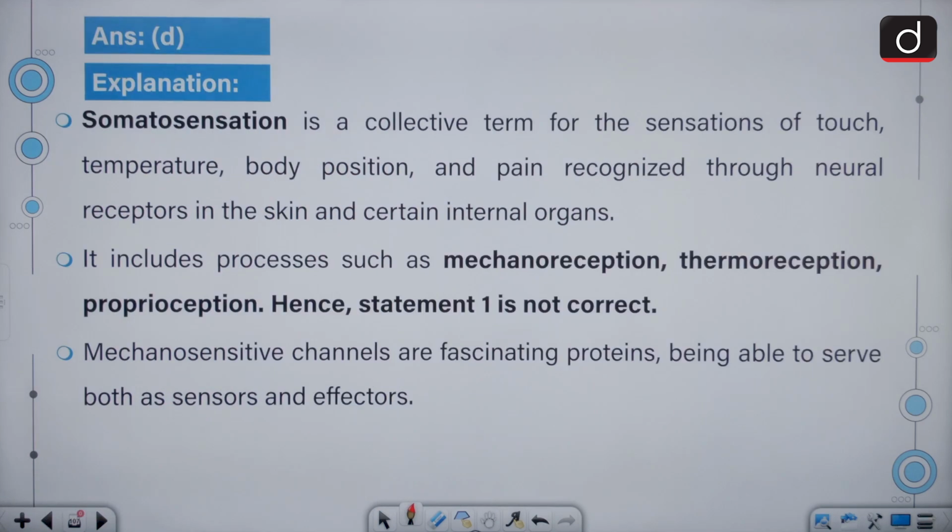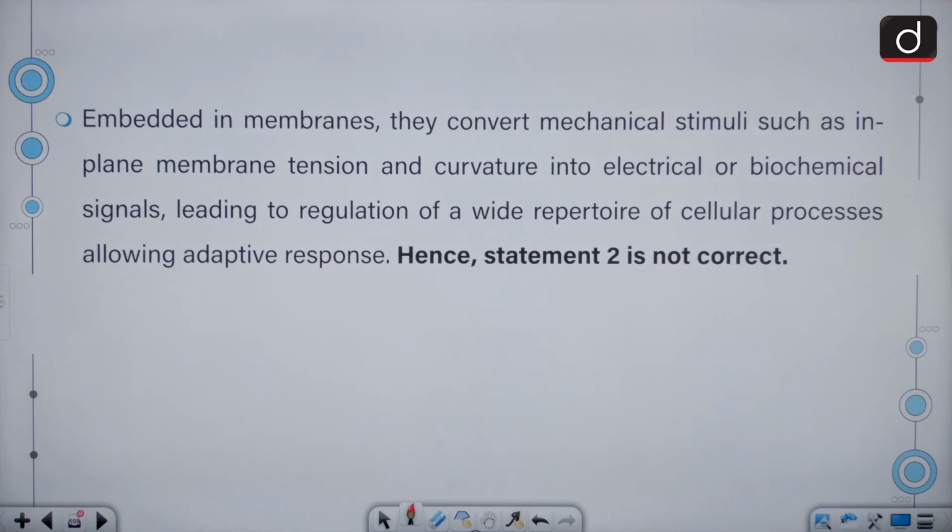Somatosensation is a collective term for the sensations of touch, temperature, body position and pain recognized through neural receptors in the skin and certain internal organs. It includes processes such as mechanoreception, thermoreception, proprioception. Mechanosensitive channels are fascinating proteins being able to serve both as sensors and effectors. Embedded in membranes, they convert mechanical stimuli such as in-plane membrane tension and curvature into electrical or biochemical signals, leading to regulation of a wide repertoire of cellular processes allowing adaptive response.